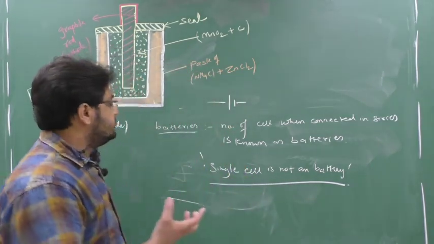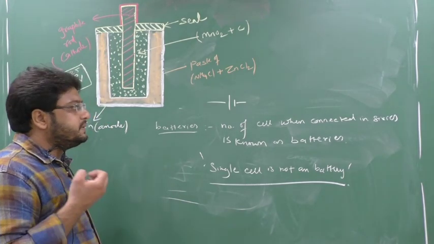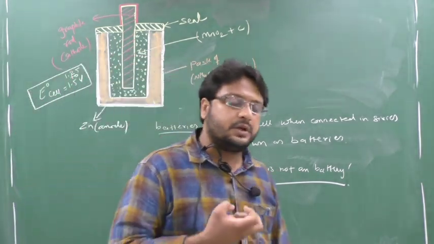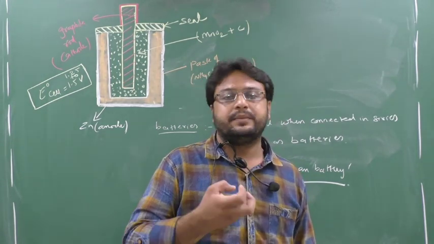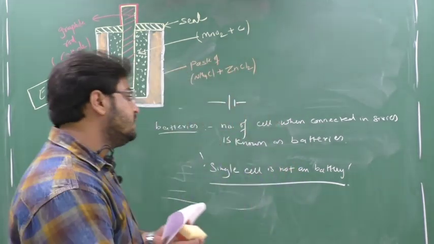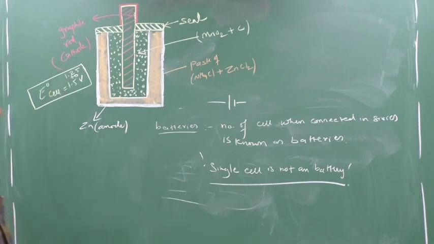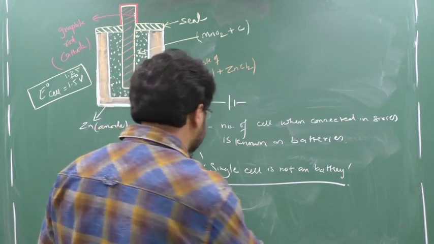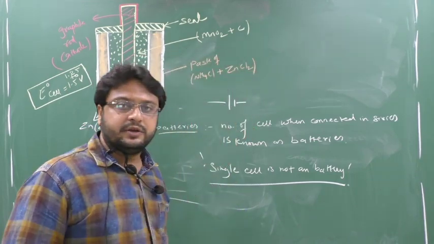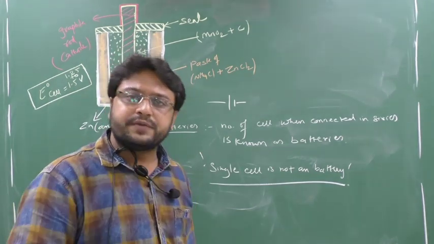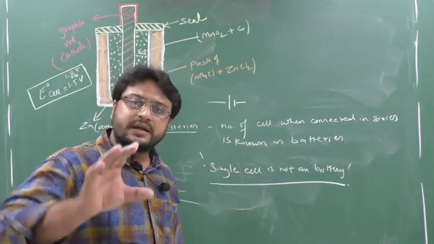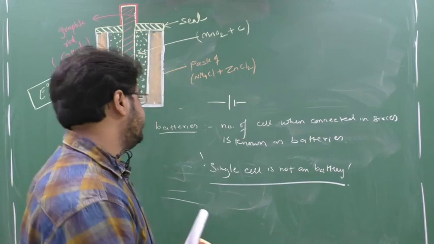They can also ask you, what is the principle of a cell? The principle of a cell is that it is a device used to convert chemical energy into electrical energy, like an electrochemical cell. Now a single cell we cannot say is a battery. Please remember this, a single cell cannot be called a battery. If you have one single cell, we cannot call it a battery. A battery means a number of cells arranged in a series, and that arrangement itself we say is a battery.